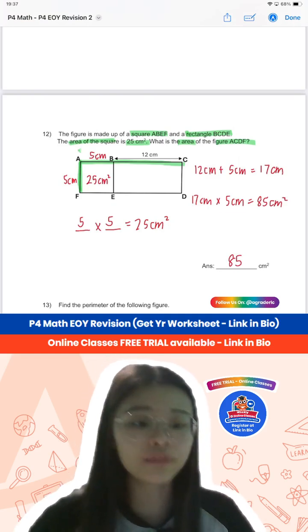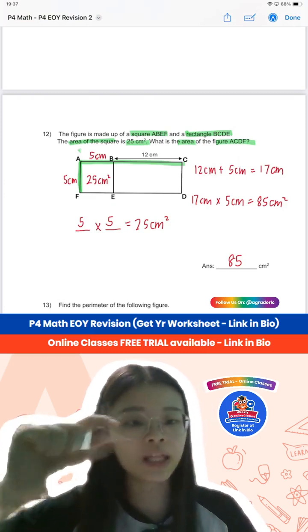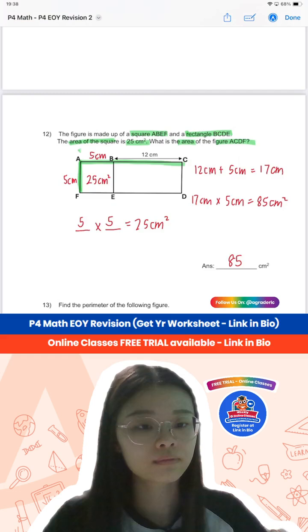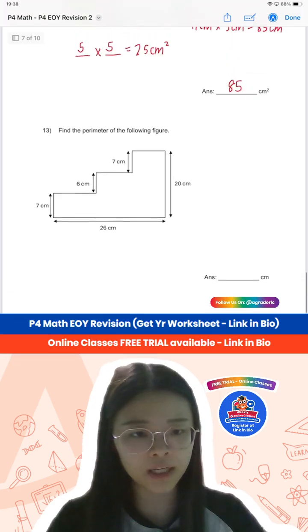Ariel, the breadth is the short side of a shape. The length is the long side of a shape. Yes, Mr. Magic, this is P4.